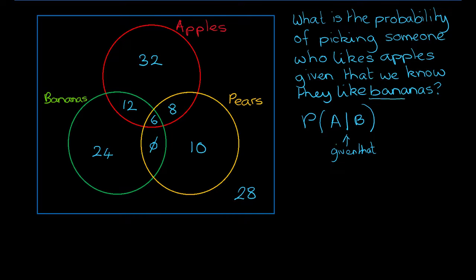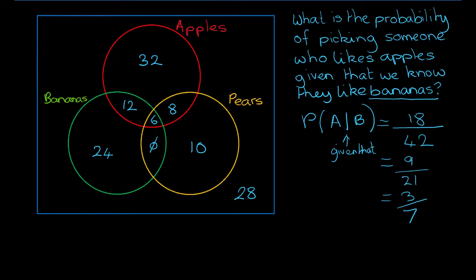So in effect, our universal set is shrinking to just bananas. And so the bottom of our fraction this time will be the total number of bananas. So that's 24 plus 12, which is 36, plus 6, which is 42. Then on top, we need how many apples are inside the bananas. So that's 12 and 6, so that's 18 to go on top. Simplifying that, we get 9 over 21. Divide by 3 and we get 3 over 7.